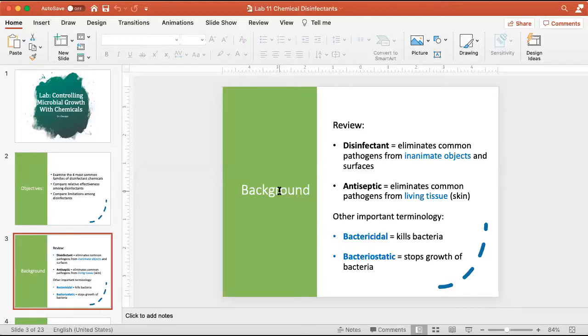Now, the other terms we have to be familiar with are these terms down at the bottom of the slide: bactericidal and bacteriostatic. That term "cidal" means death or killing. So a disinfectant that is bactericidal is capable of killing bacteria. In comparison, something that is listed as being bacteriostatic is not actually killing the bacterial cells, but rather stopping their growth. So that's an important distinction.